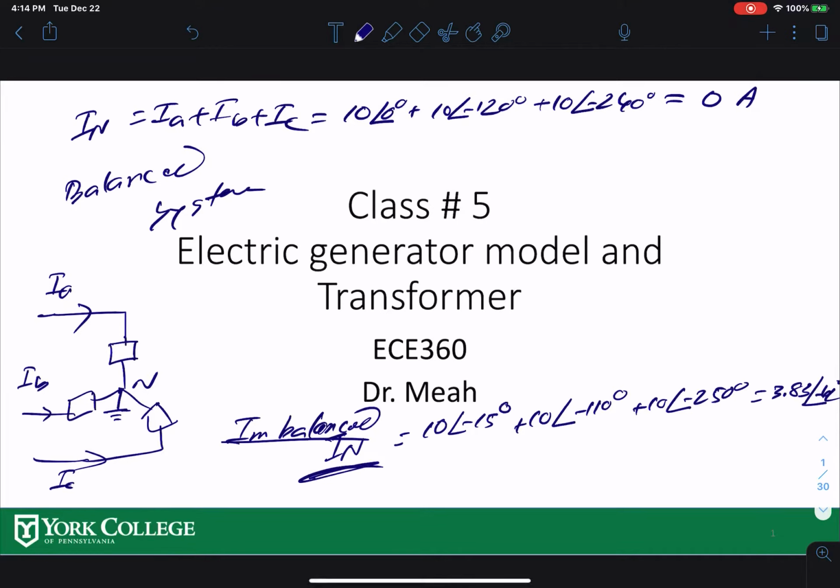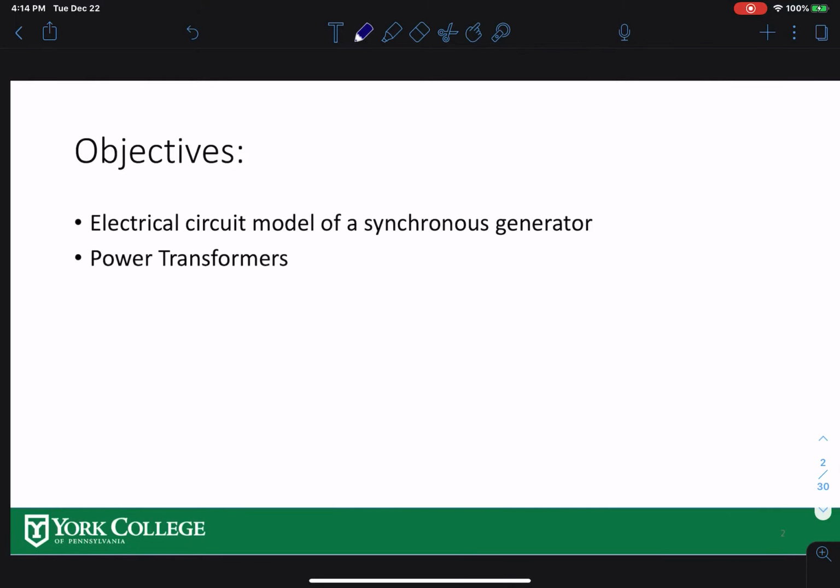So balance is very important for a power system company. If it's balanced, we're not losing any current through the neutral. If it's not balanced, we're going to lose current through the neutral. This is basically going to the drain. That's why your power system company wants a very balanced system, so as not to lose any current through the neutral.